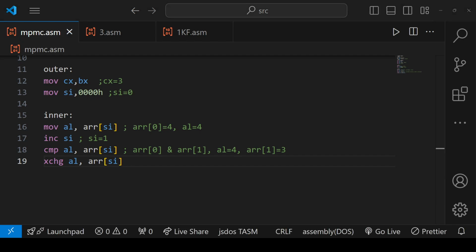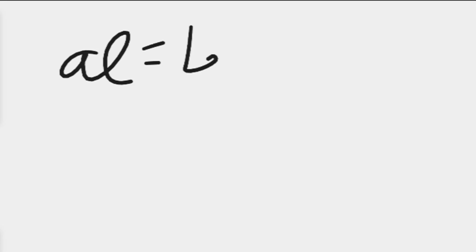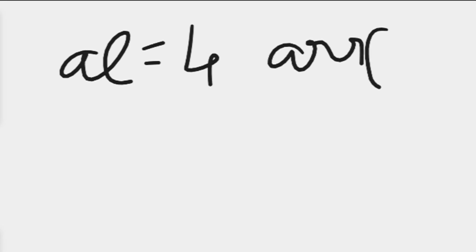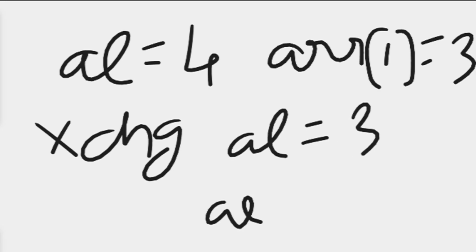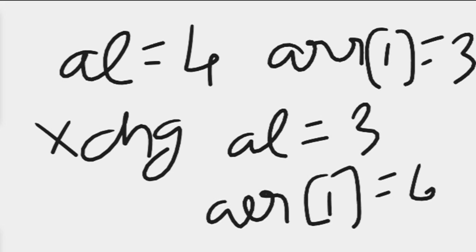Let me just show it to you. AL currently holds, what does AL currently hold? AL holds 4 and array SI holds 3. So AL holds 4 and array SI, that is array 1, equal to 3. What the XCHG, that is the exchange command, does is it assigns AL equal to 3 and array 1 equal to 4. How does it do this?